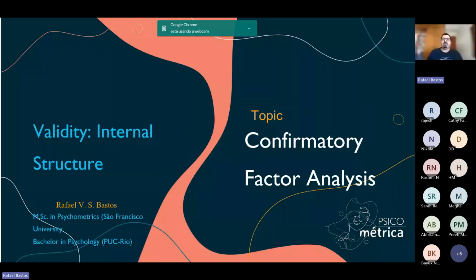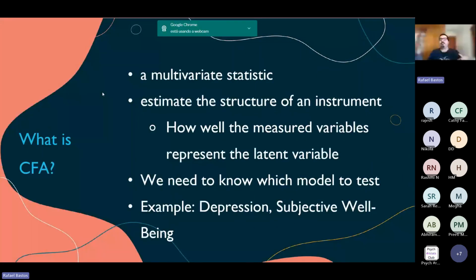Okay. So the confirmatory factor analysis is a part of the validity we seek in our instruments. In psychology, we usually have instruments to measure, for instance, depression or well-being. And this is one of the steps we have to seek this type of validity. It's called internal structure validity. To be more specific, CFA is a multivariate statistic. So it helps us to estimate the structure of an instrument. So basically what it answers is how well the items represent the latent variable.